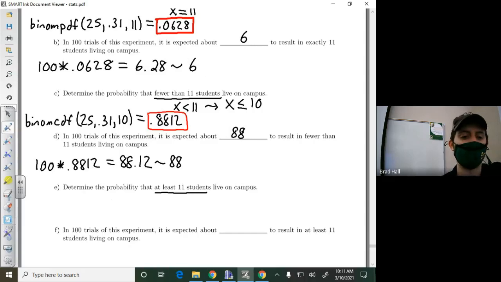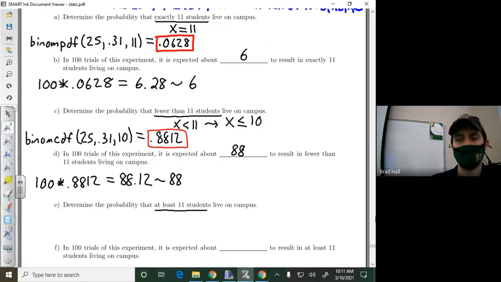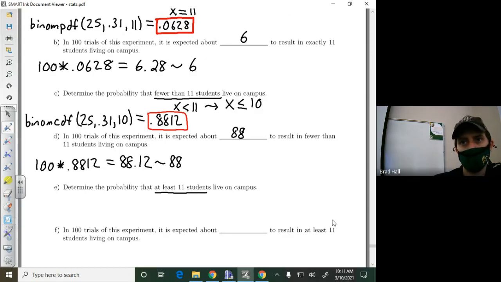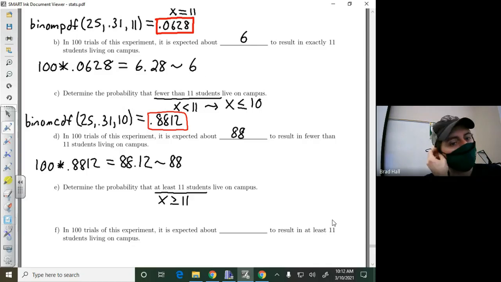At least 11 students live on campus. How would we interpret that as an equality or an inequality? At least 11 students. So how would that affect an X? That's greater than or equal to 11. It's greater than or equal to 11, at least 11. At least also includes 11 as well. If it said greater than 11, we wouldn't have the equal to sign.